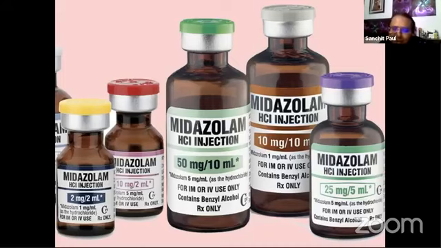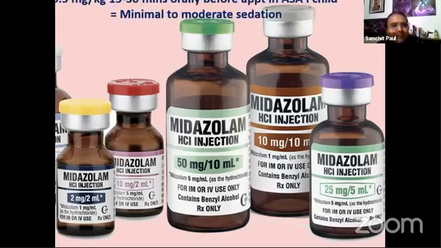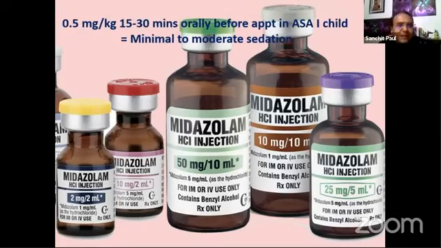So more of midazolam hydrochloride IV injections are available, which come in the formulation of either 1 milligram per 1 ml or 5 milligram per 1 ml. Now, the prescribed dosing for the same is 0.5 milligram per kg, 15 to 30 minutes orally before the appointment, again in an ASA1 child, and it gives minimal to moderate sedation.